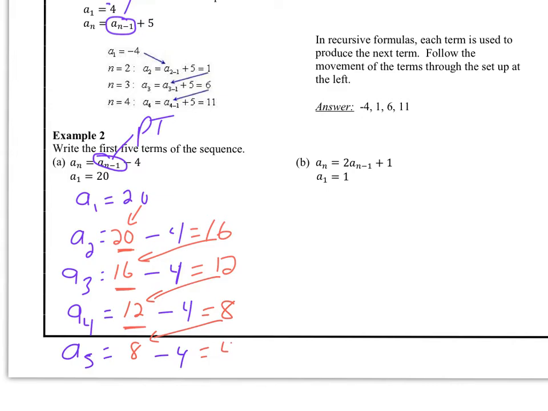Now it says to write the first 5 terms of the sequence, so you really should write it out, putting it in brackets, letting everybody know you know what's going on. It starts at 20, 16, 12, 8, and 4. Just a heads up, a very common mistake is for people to forget this first term and start with 16, 12, 8, 4, and then write 0. A subscript 1 is the first term. We need to make sure it shows up there.